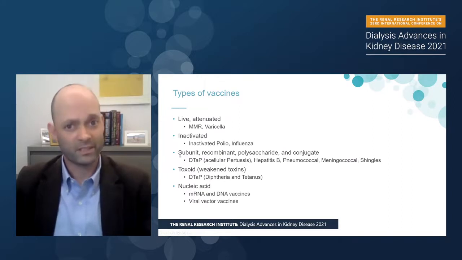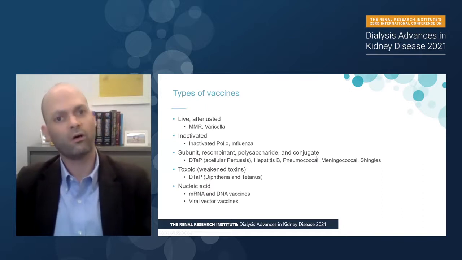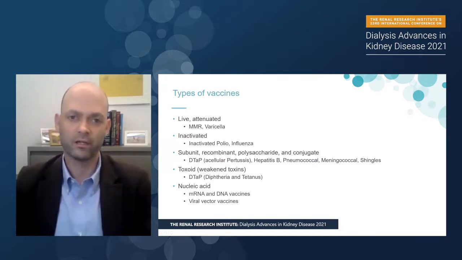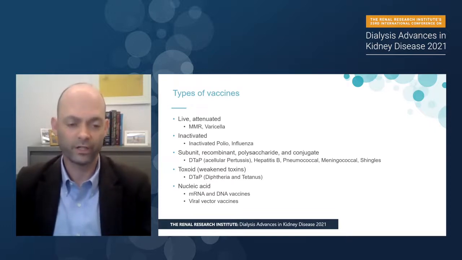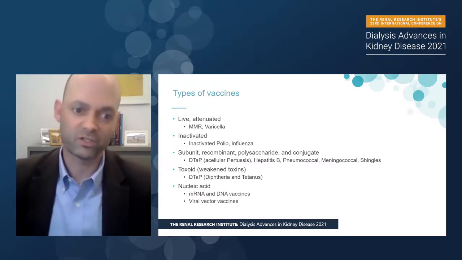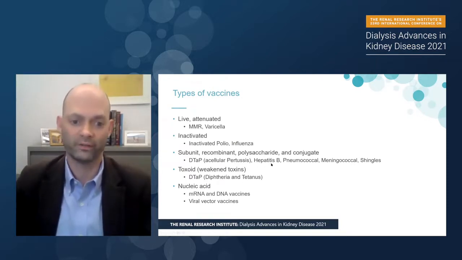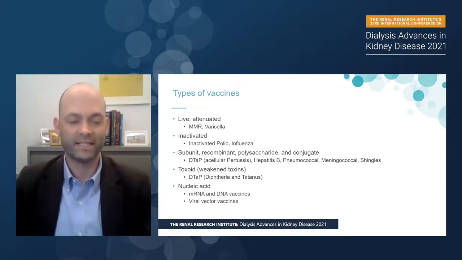Now, a very common type of vaccine would be the subunit or recombinant or polysaccharide or conjugate vaccines. Those all operate very similarly, in which you combine the actual antigen of choice, usually a protein, a surface protein at that, and elicit an immune response to that. Common examples would be the hepatitis B, the pneumococcal, meningococcal, and the shingles vaccine, as well as the Tdap, in particular the acellular pertussis.